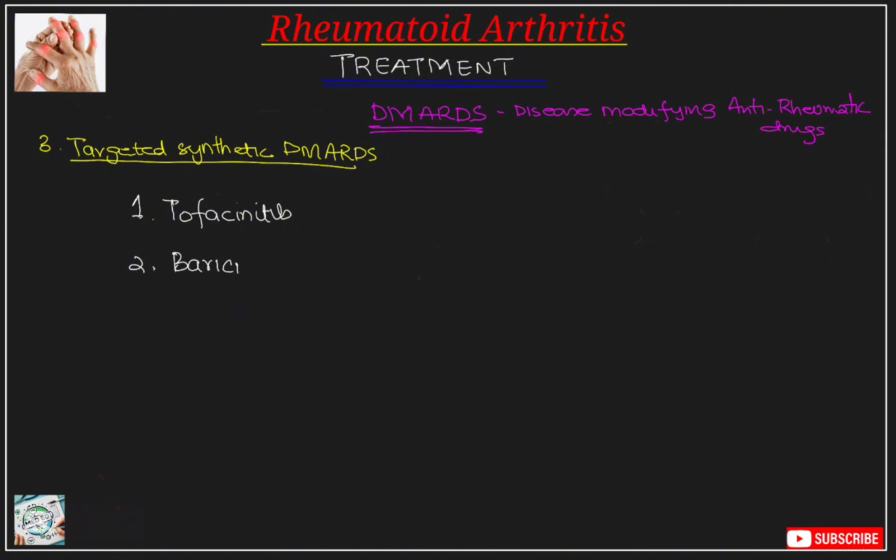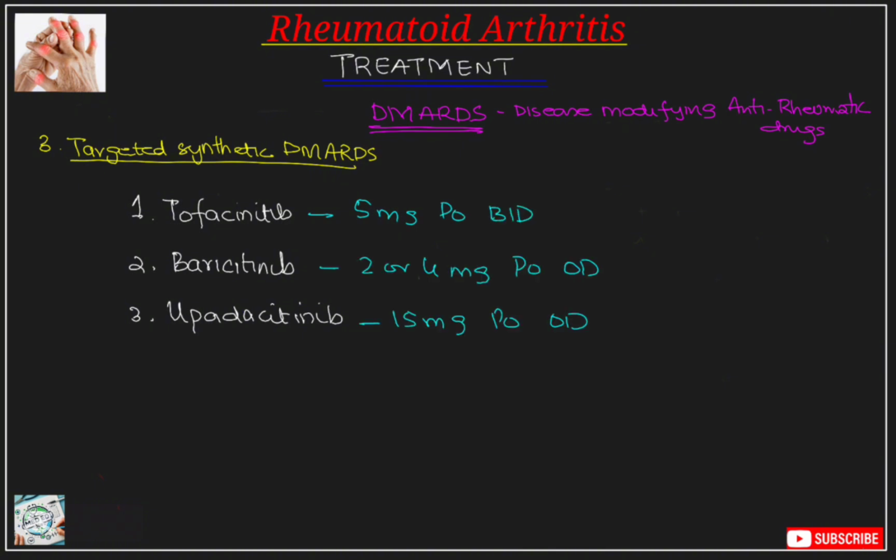So the key takeaways are that DMARDs slow disease progression and prevent joint destruction. Methotrexate is the first-line drug and works well alone or in combination with other drugs. Biologic DMARDs are used when the conventional DMARDs fail but require TB screening and infection monitoring. The targeted synthetic DMARDs, JAK inhibitors, are the newer options with serious infection risks.